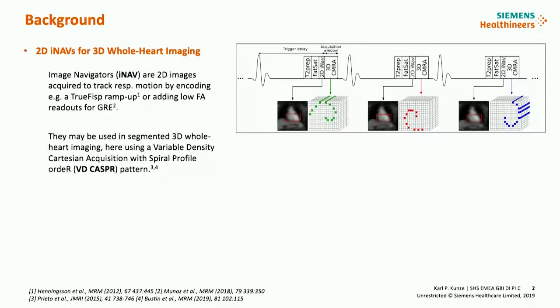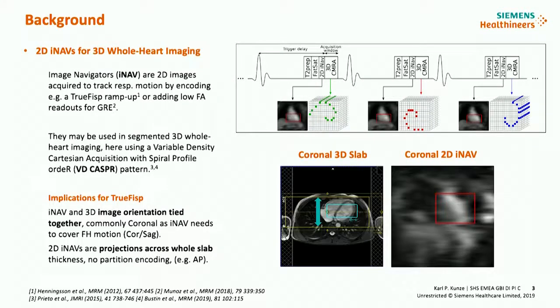This is perfect. So thanks to René's nice introduction, I can go relatively briefly over the methods at the background. So 2D image navigators, or in short, iNavs, are used for 2D imaging and are required to track or even correct respiratory motion, and have been originally proposed for encoding a true-fisp ramp-up in 3D segmented whole heart imaging, which means you more or less get the motion information for free, or you can add a low flip-angle readout for GRE imaging, and they can be used in, oh, I'm sorry, can I go back?